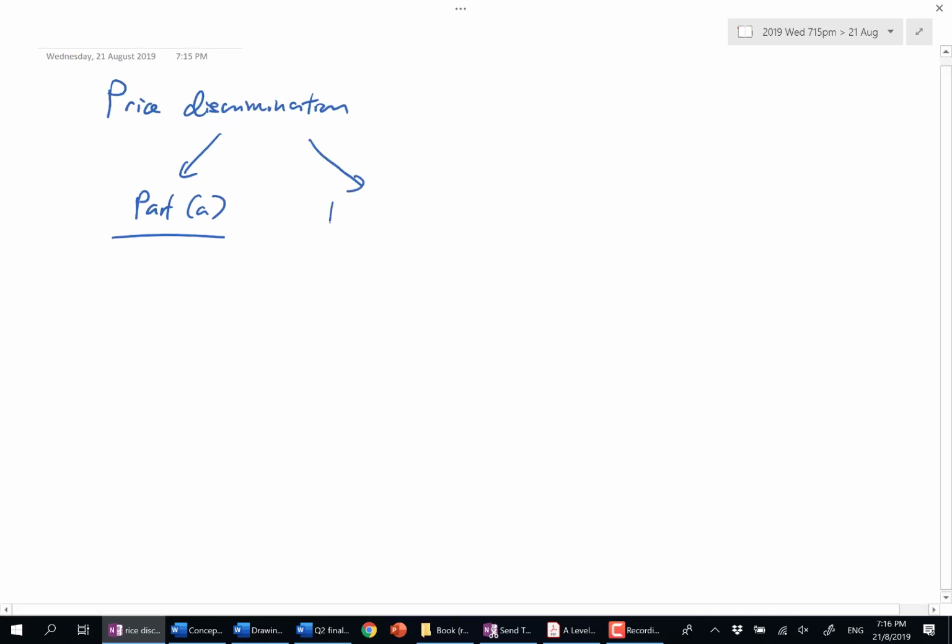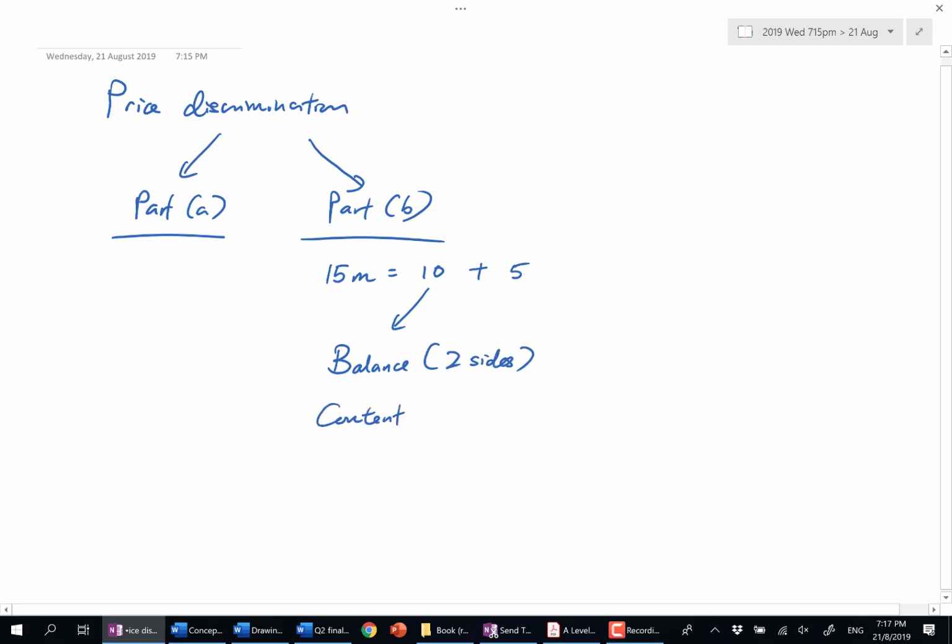Versus part B, the really foolproof way to plan for this is to go back to the marking scheme. Part B is 15 marks, which is 10 plus 5. I kept going back to this, right? A 10-mark answer requires balance, which means two sides. You need content rigor.